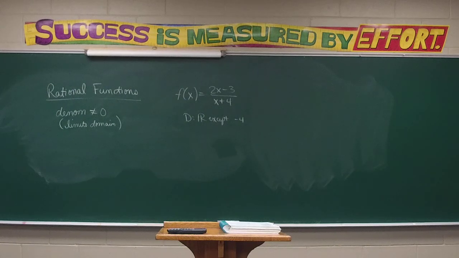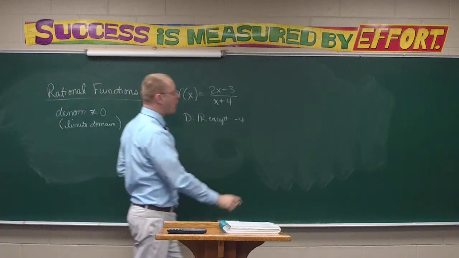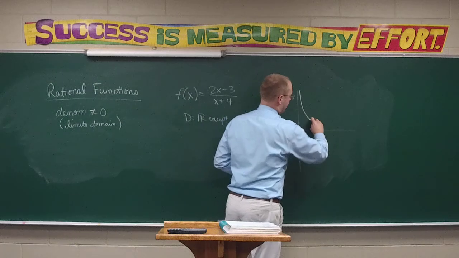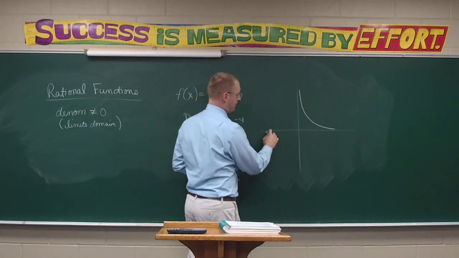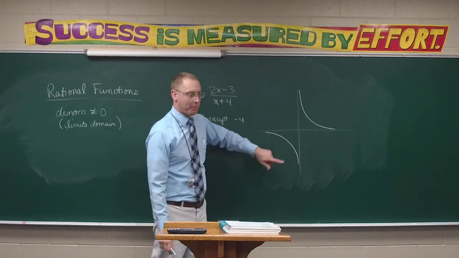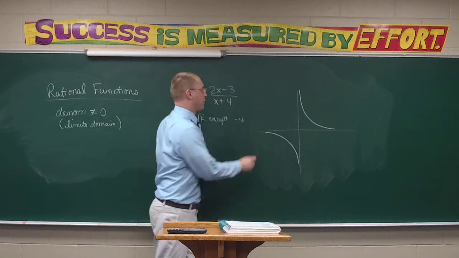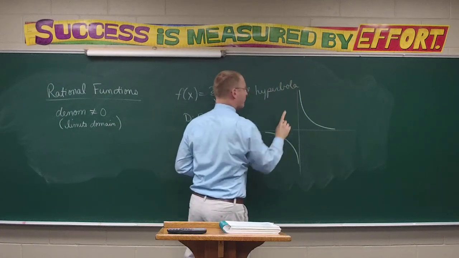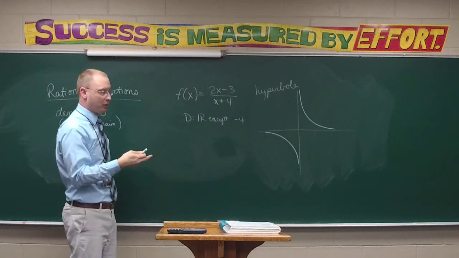A couple of things, though, that I want to mention with this is the graph itself. When you graph a rational function, most common rational functions are going to form a curve something like this and a curve something like that. Not a parabola, but two curves. It's referred to as a hyperbola. Most, not all, rational functions will do some sort of hyperbola.